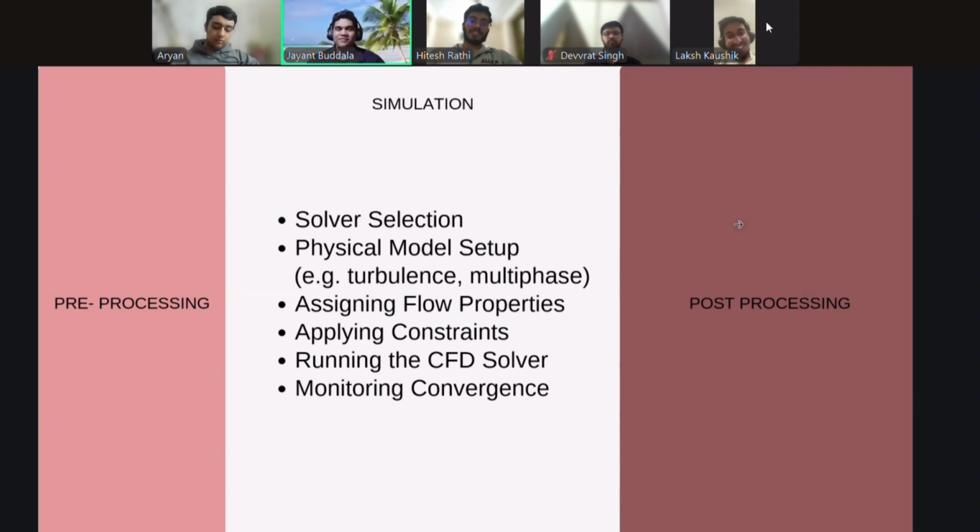After pre-processing, we performed the main simulation. The simulation setup included solver selection, applying a physical model like turbulence modeling, the k-omega SST model, and defining flow properties like air density, viscosity, etc. Constraints were given, such as velocity, then running the solvers and monitoring the convergence.